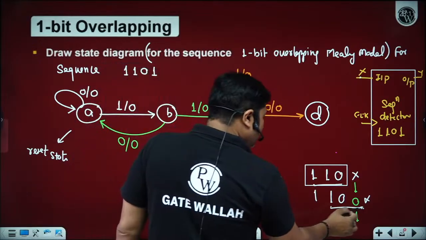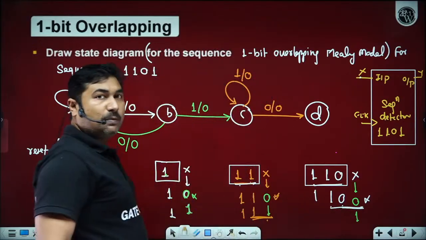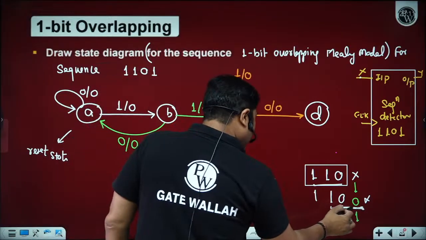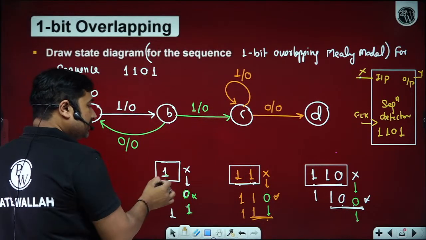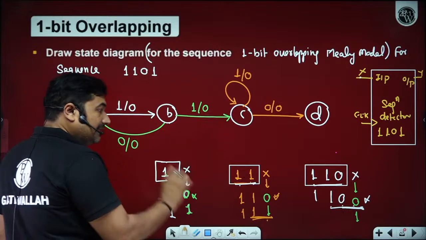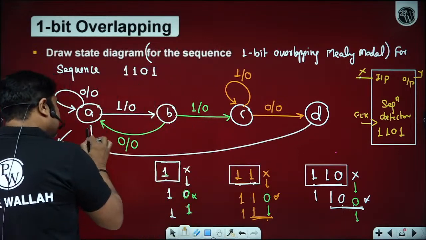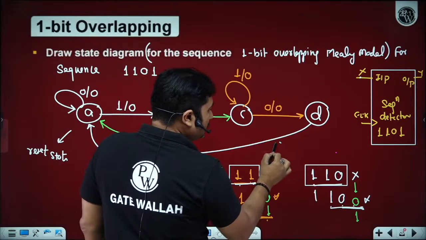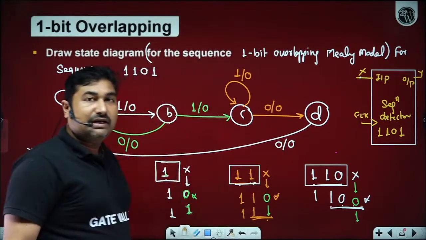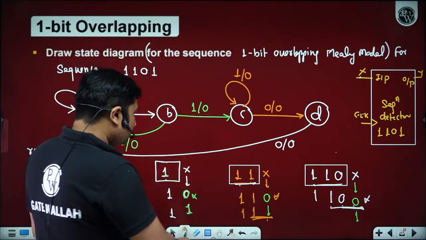Otherwise, compare the last 2 bits with the 2 bit state. If it matches, go back to state C. Otherwise, compare the last 1 bit with the 1 bit state. If it matches, come back to state B. Else, you have to go back to the reset state. Since nothing is matching, you have to go back to the reset state. Output will remain 0 because the entire set of sequence has not yet been detected.